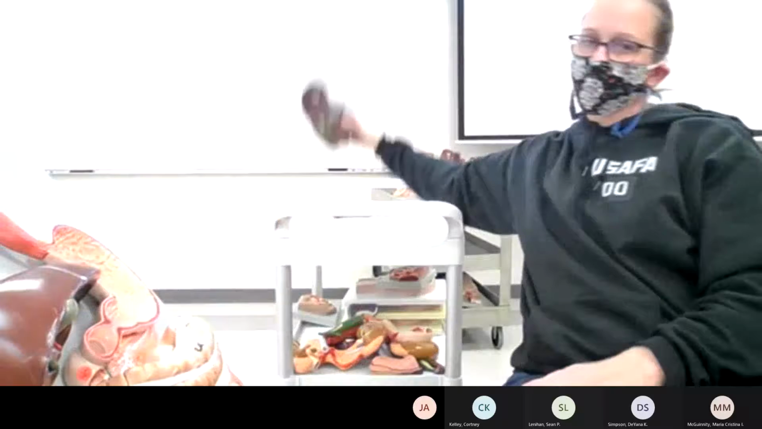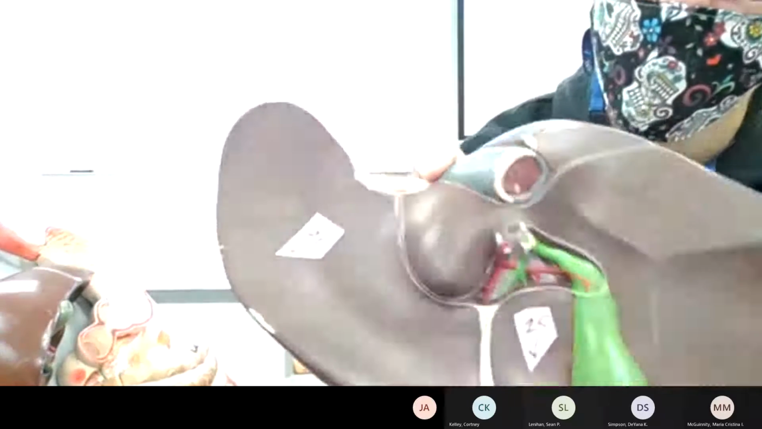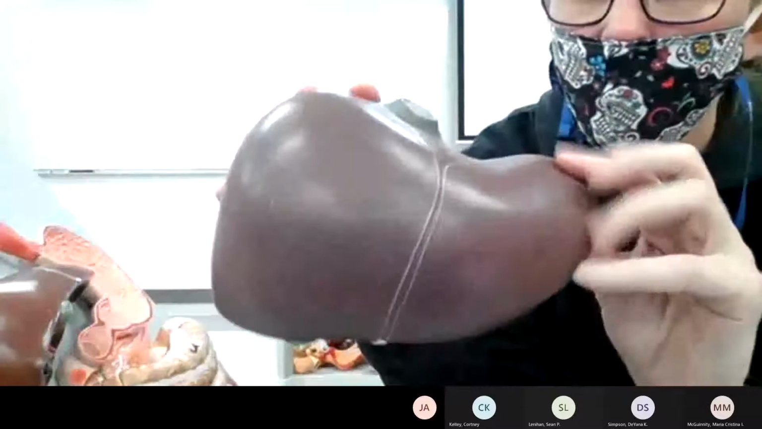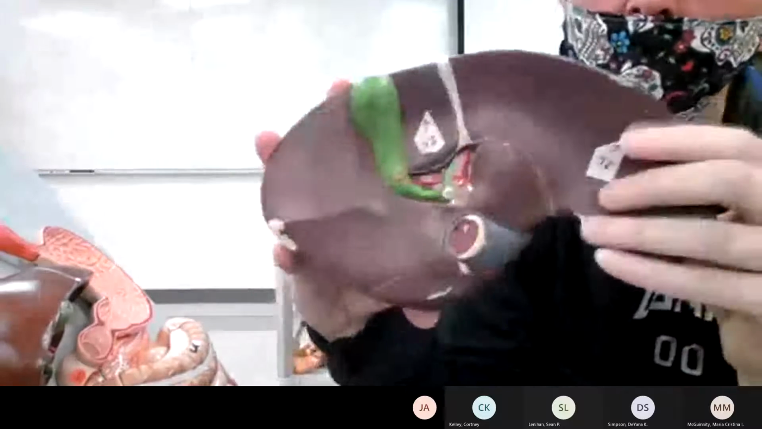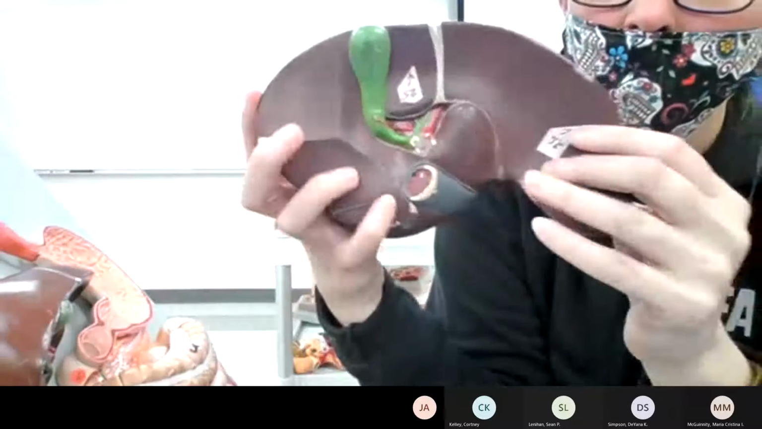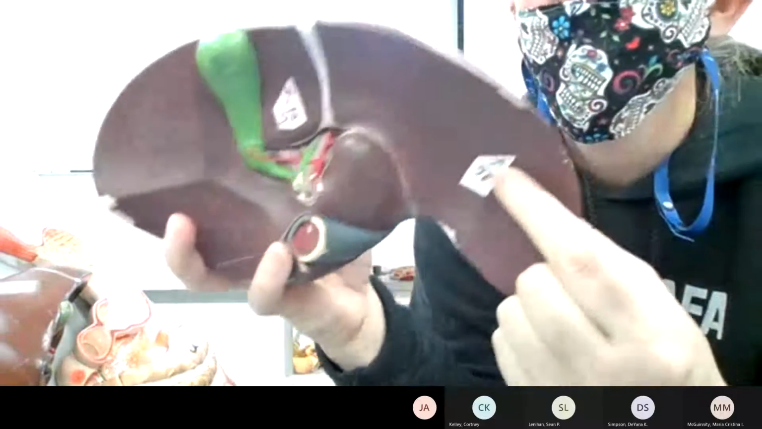All right, liver and the gallbladder. And look, somebody even has the numbers on here. So remember, here's your liver. This is the right lobe. This is the left lobe. So when you turn it under, this is the right lobe. This is the left lobe. So this would be, what is number 26?